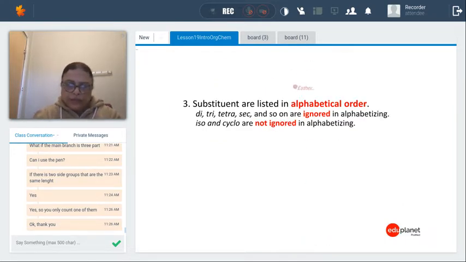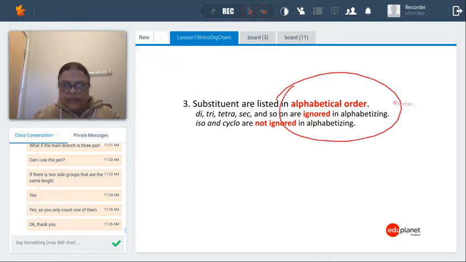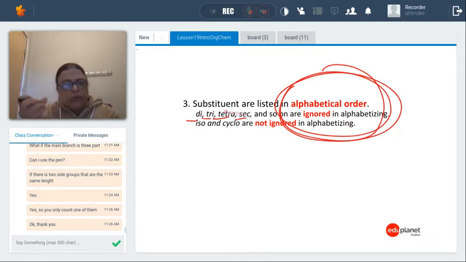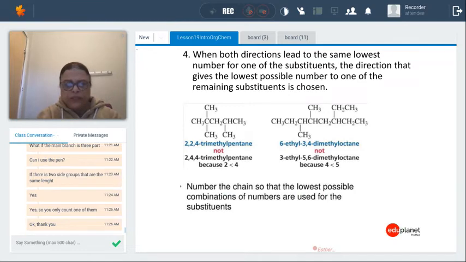Don't forget that when you list the substituents, you list them in alphabetical order. You ignore the di, tri, tetra, the number prefix that tells you whether it is dimethyl, trimethyl or tetramethyl. It is still a methyl. All right, let's do some practice because then we will understand what is going on.